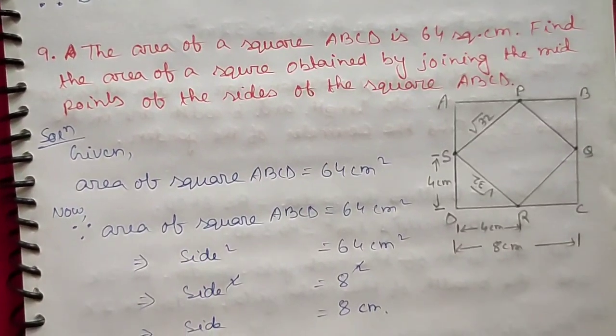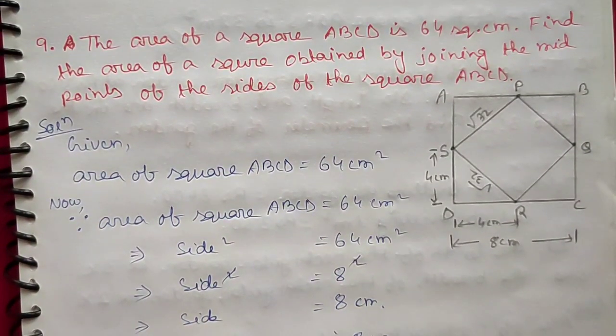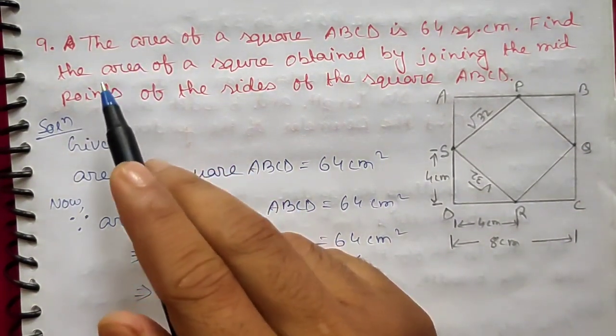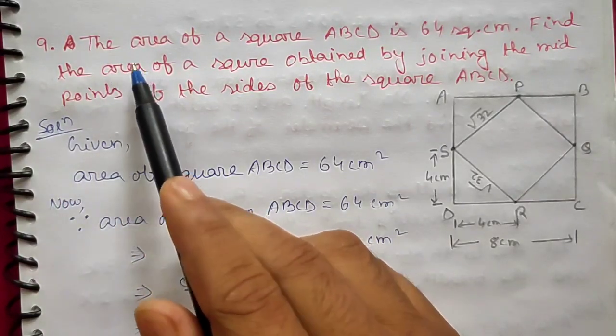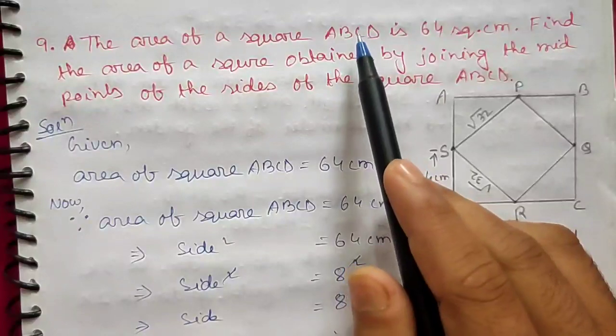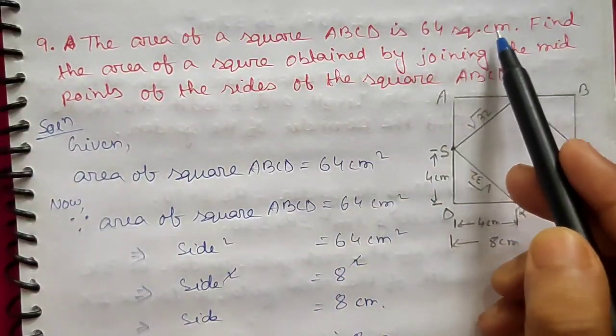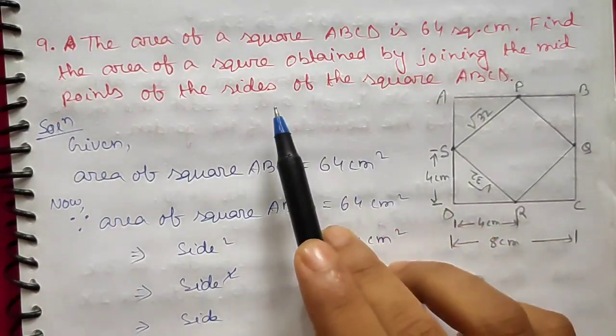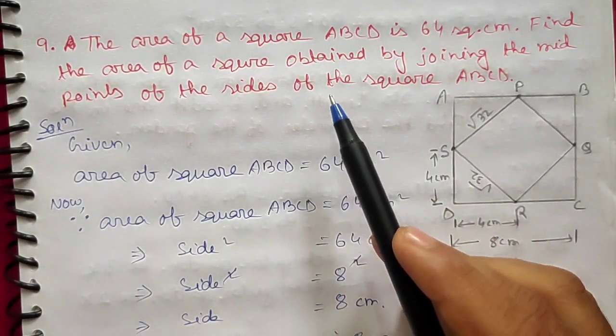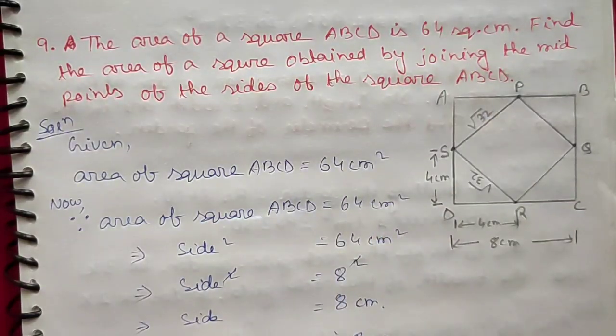Now next come to our last but second question. What is it? The area of a square ABCD is 64 centimeter square. Find the area of a square obtained by joining the midpoints of the sides of the square ABCD. Here, what is given? Here we have two squares. Okay, one square is ABCD, whose area is 64 centimeter square.